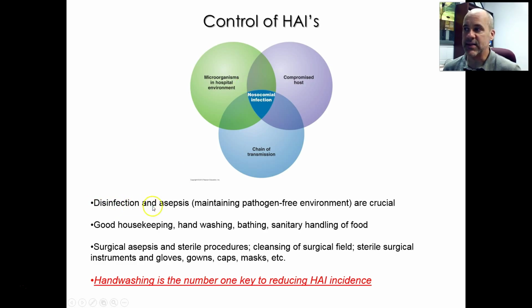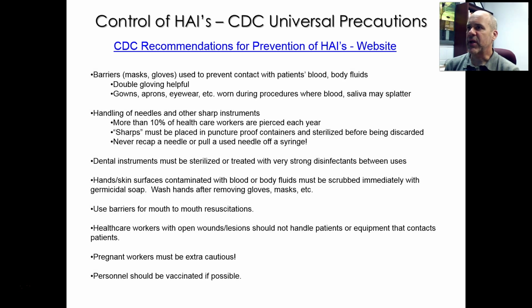So following all the rules about disinfection and asepsis, we learned about that back in Chapter 9. You want to try to maintain a pathogen-free environment if possible. Good housekeeping, hand washing, bathing, handling foods in a sanitary manner, following all the asepsis rules for surgical procedures, using gloves and gowns and caps and masks when you're required to do so, making sure the surgical fields, the areas where surgery are being performed on the body are cleansed properly. Hand washing is the #1 key to reducing HAI incidence. There's no doubt that's going to be preached to you.